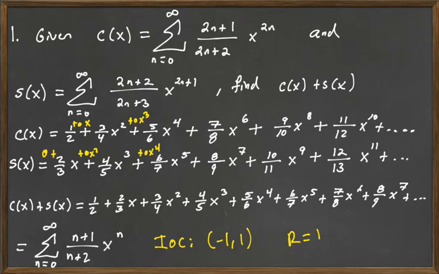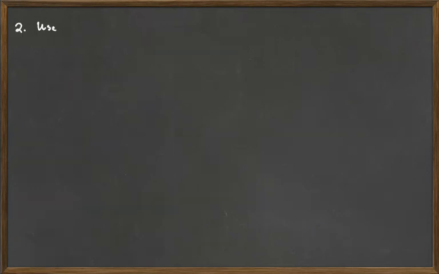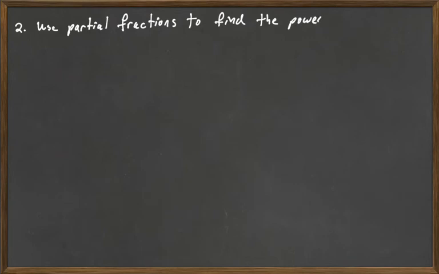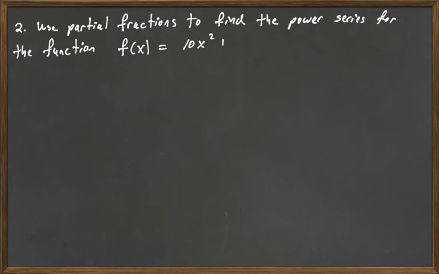Okay, I think we're going to look at one more example in this video. We're going to use partial fractions to find the power series for the function f of x is equal to 10x squared plus 187 all over x squared plus 4 and x squared plus 25.